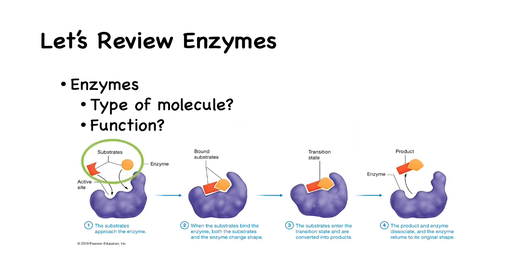The substrate will fit into a pocket on the protein, the enzyme, called an active site. Once the substrate is bound to the active site, it will then be converted into a product, and the product will be released. The enzyme then can be used again. So enzymes are used over and over again.